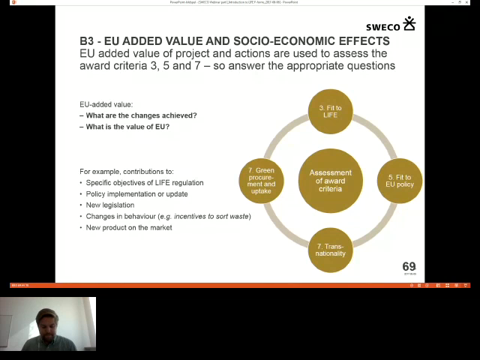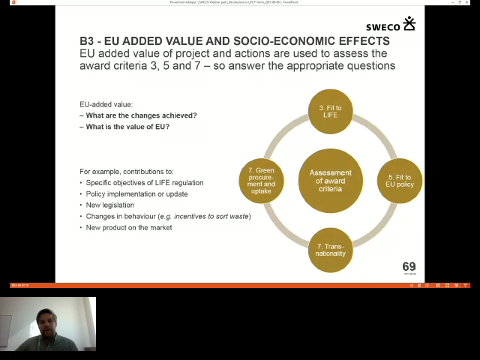The basic point of what they ask is what are the changes achieved, and what is the value for the European Union with these changes. Examples that you should list, to keep it general, with the advantages for the European Union, could be, first of all, the contributions to the specific objectives of the LIFE regulation. I will show these on the next slide.